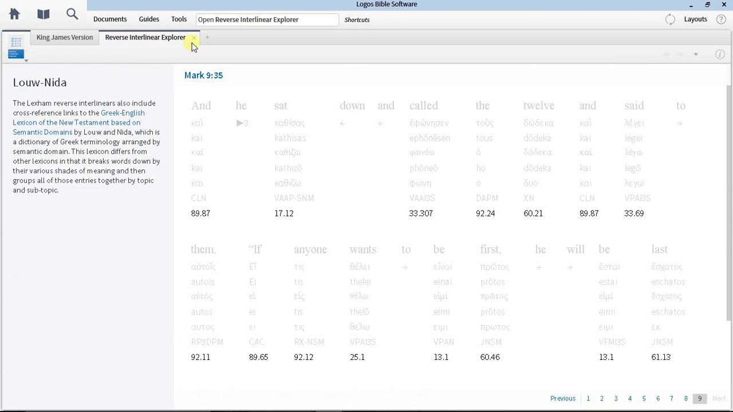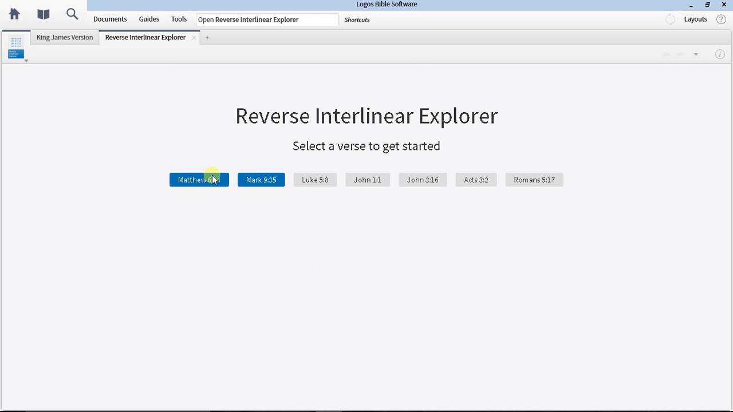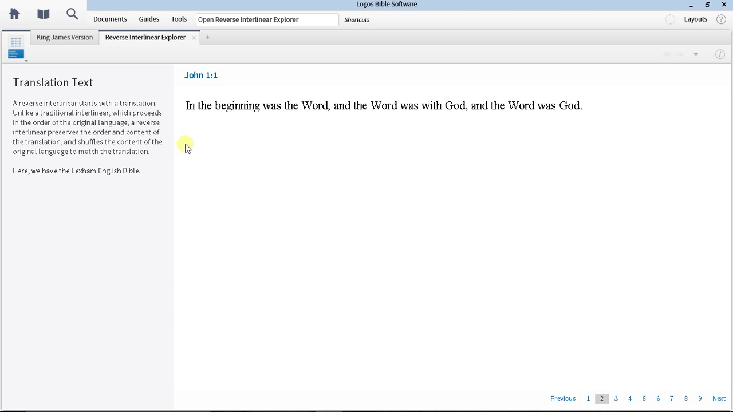It first explains it. You just type in interlinear, and then you have a tutorial which actually tells you what it is. Pick a verse of scripture, John 1:1. It tells you it starts. The reverse interlinear actually puts the text above the manuscript, so the manuscript or the original language is under the actual translation text, and follows the order of the translation text.